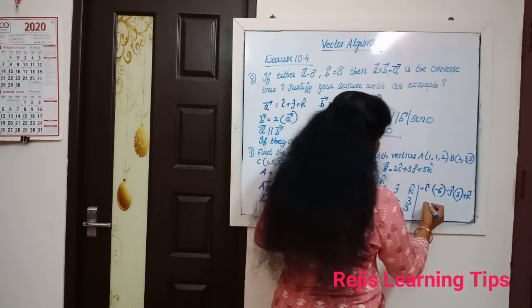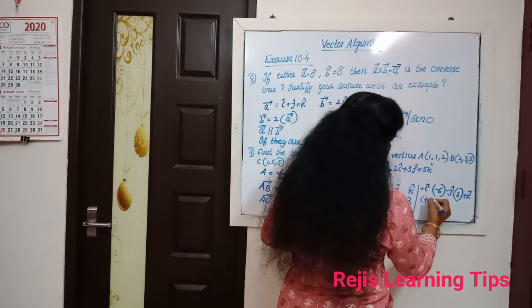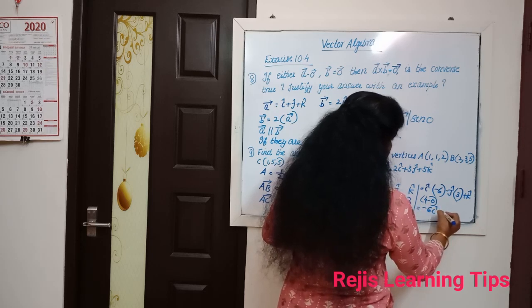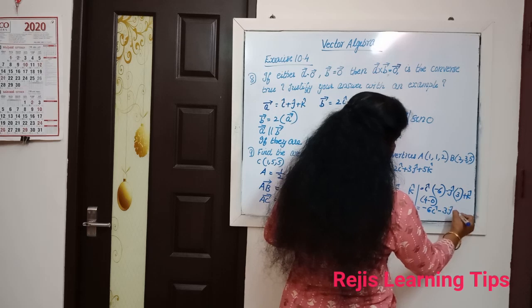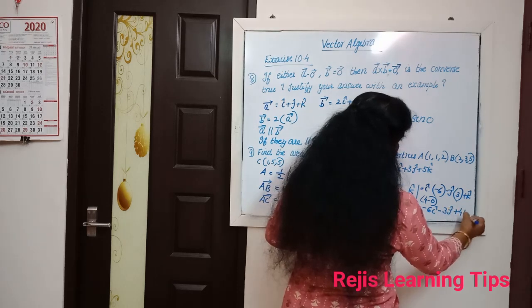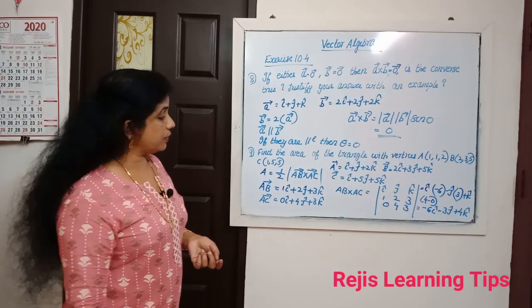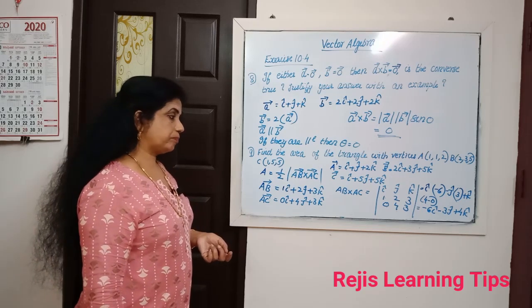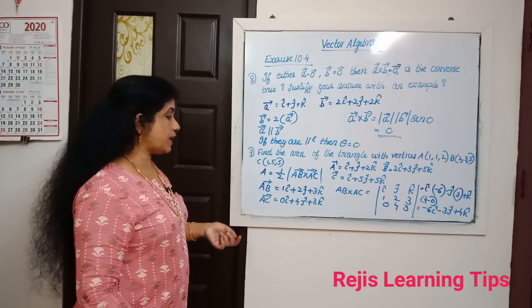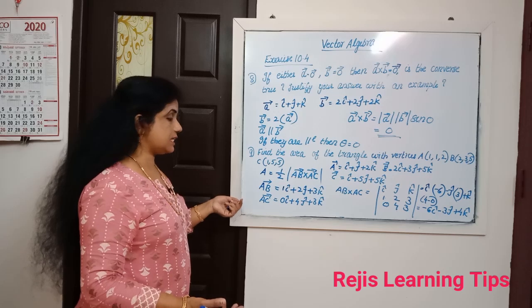Then 4 minus 0, that is 4 minus 0. That is equal to minus 6 i cap minus 3 j cap plus 4 k cap. That is the value of AB cross AC. Then we should find the modulus of AB cross AC.